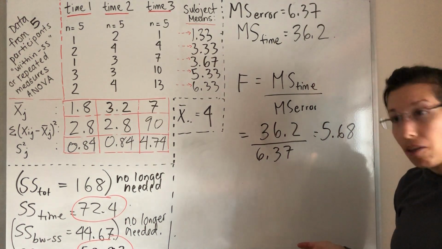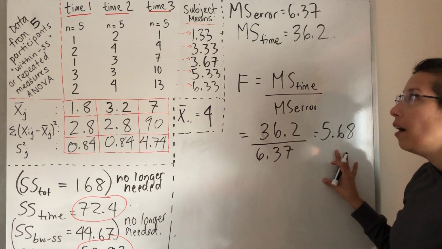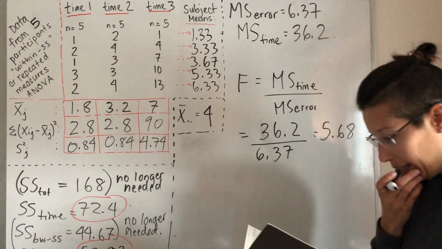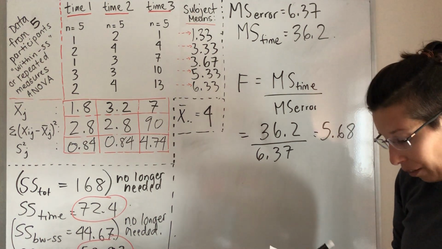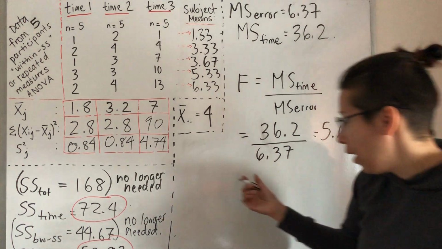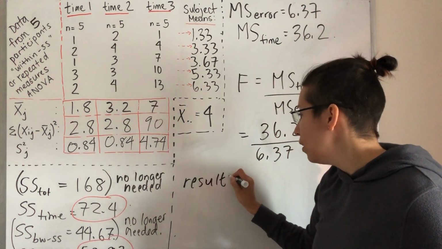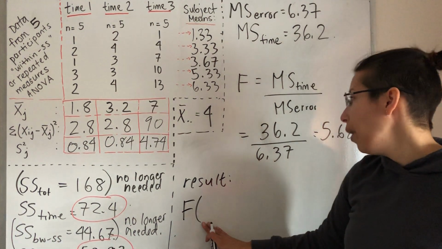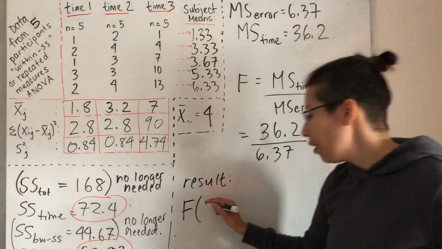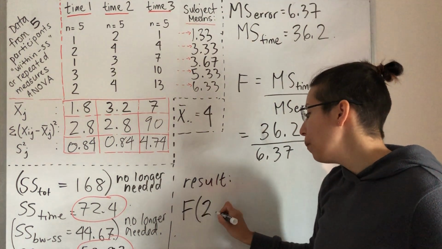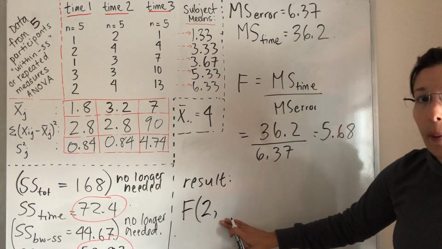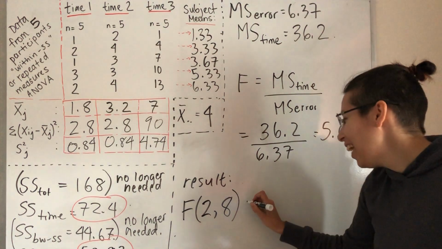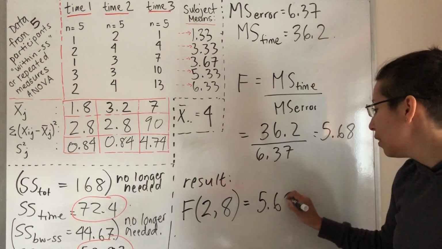Except it might be nice to know if this F statistic represents that at least 2 of the times differ. So we can look at our F crit and find out what that is. If we were going to write the result in a nice format, we would have F, and we put the degrees of freedom of the numerator, or the time effect, which would be 2. Following that, the degrees of freedom error, which in this case is 8, and that was equal to 5.68.